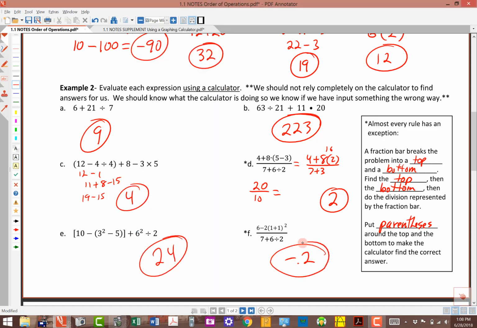Decimal answers, no problem. Probably won't have a ton of those on today's assignment, but it's not a problem if we get some decimals there. So practice plugging things into the calculator the right way. It might be a good idea to double check your answers with me or a neighbor every once in a while. We've got to be really good at using the calculator. We're going to rely on it quite a bit, but we really need to make sure that we're typing the correct thing in so we can get the correct thing out. All right, good luck.